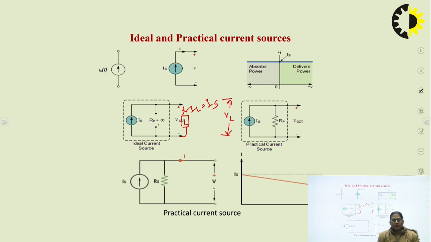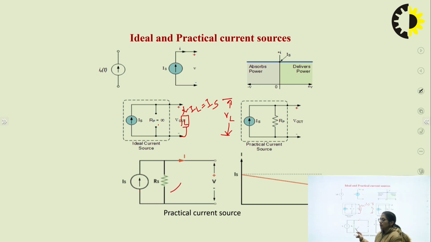Practically, a practical current source has internal resistance, but that is a very large value, right? It would be shown in parallel. Why in parallel? Because in this case the current has to be divided. It has to be shown in parallel. In series, the current would remain the same, right? So the internal resistance would be shown in parallel.